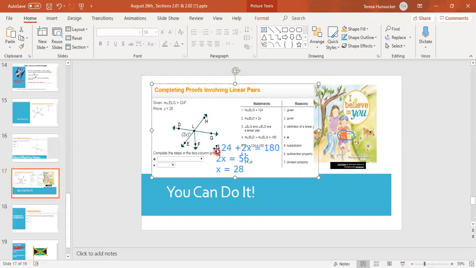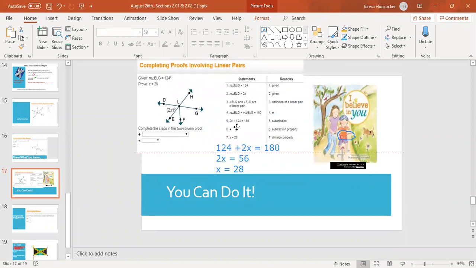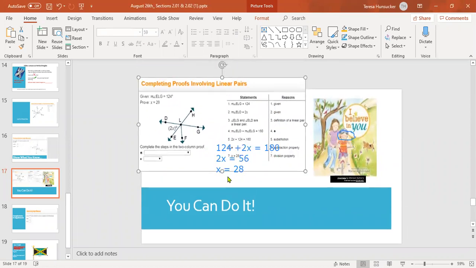Linear pairs are supplementary. Let me see if I can move this out of the way. Okay, so linear pairs are supplementary. Let me get my eraser. Sorry, this is taking a little bit.